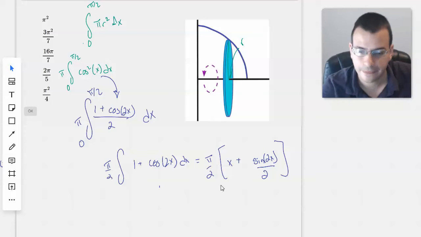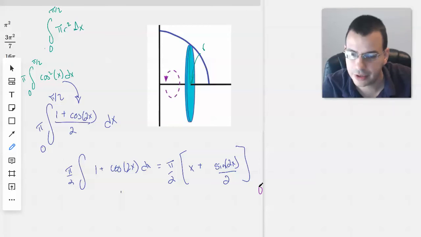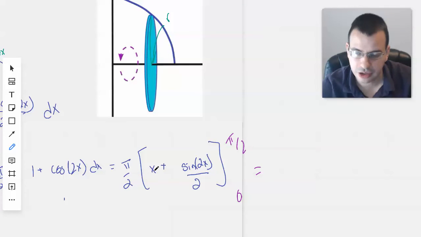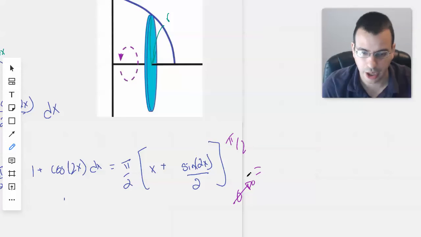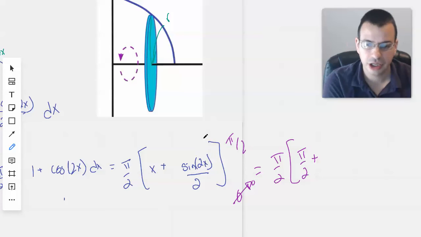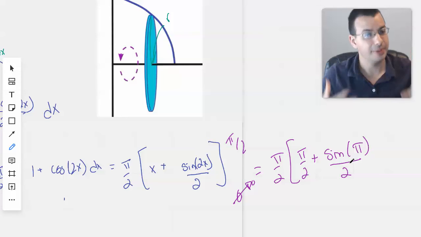Okay, so from here we can solve from 0 to pi over 2. We know that when x is 0, it's going to be 0. Sine of 2 times 0 will be sine of 0, which will also be 0. So this 0 is going to go away. And so we're going to be left with pi over 2 times pi over 2 plus sine of pi over 2, which is sine of pi divided by 2.